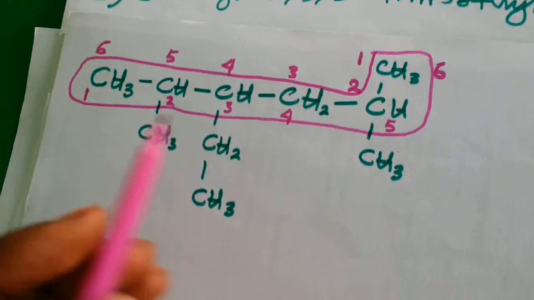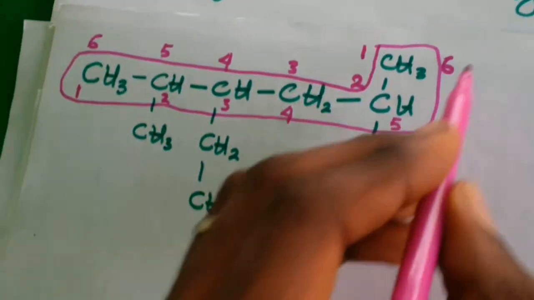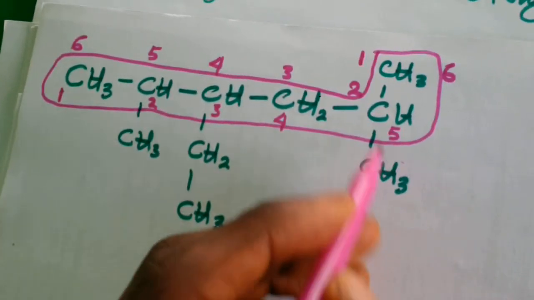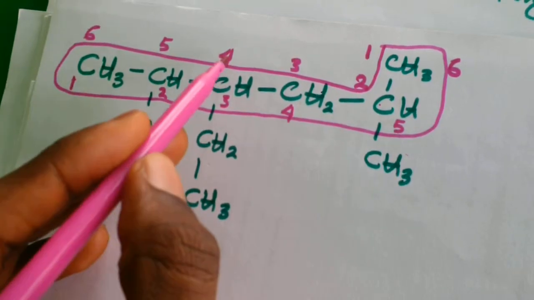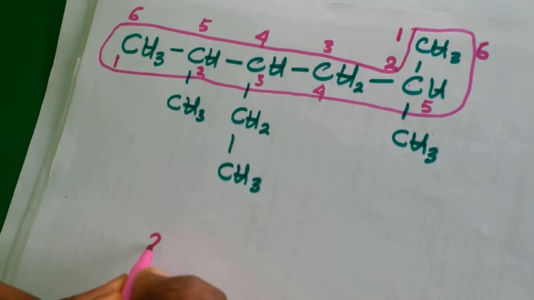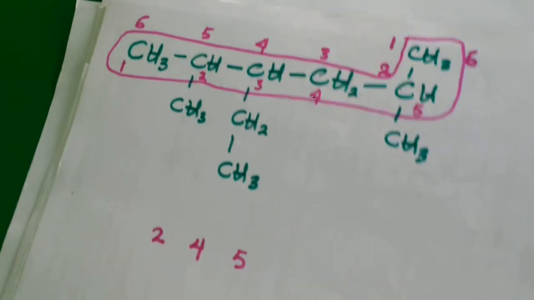So now let's look at the position of the substituents. For the top numbering, this methyl is on carbon 2, this ethyl is on carbon 4, and this methyl is on carbon 5. So it's 2, 4, and 5.